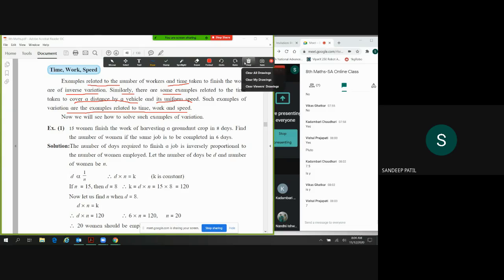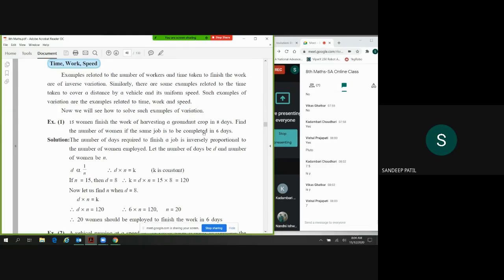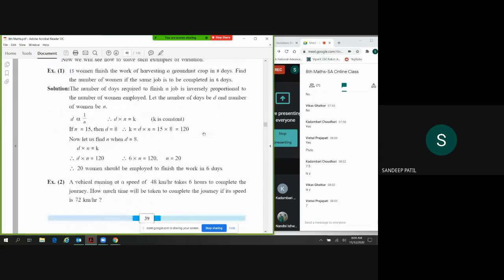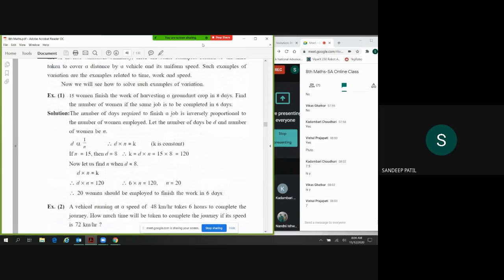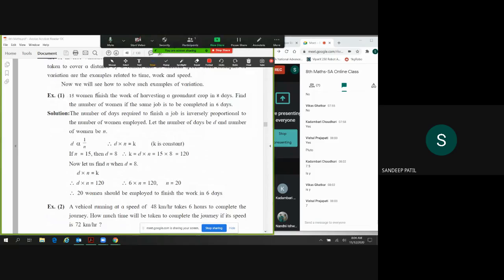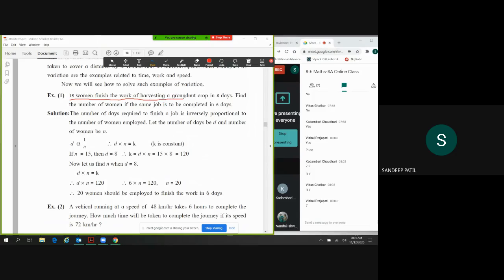Okay, so they have given an example, so let's try to see the example. 15 women finished the work of harvesting a groundnut crop in 8 days. Find the number of women if the same job is to be completed in 6 days.